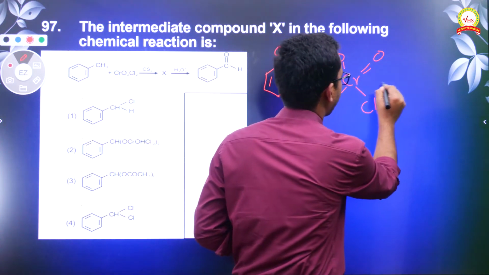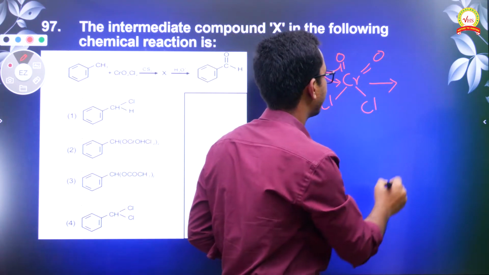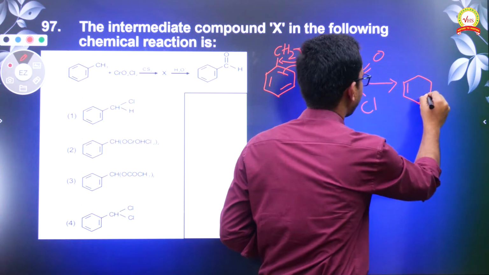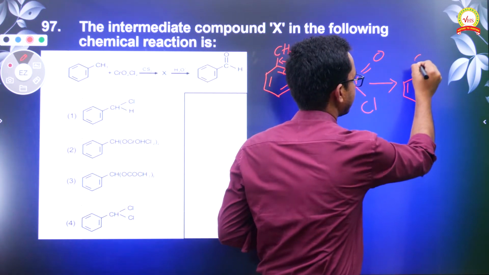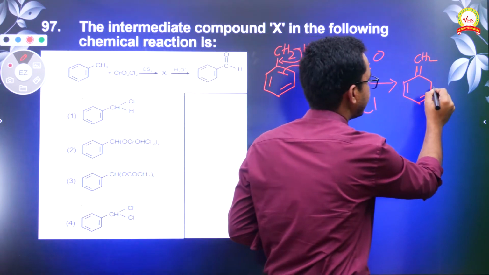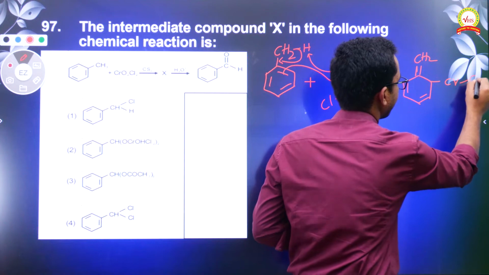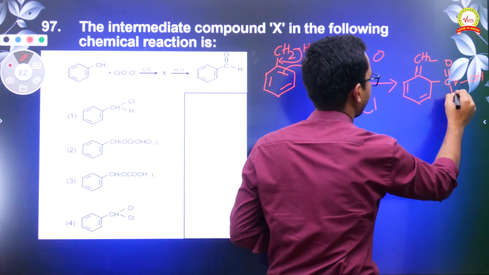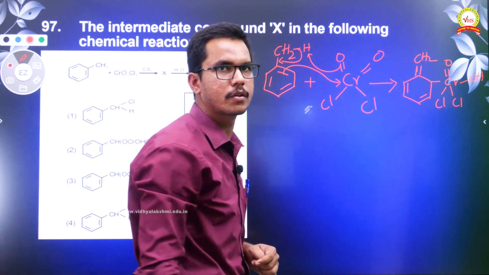Now let me take the respective compound which is going to be formed. Take the benzene ring. A new double bond is formed between carbon and CH2, and a new bond has been formed between the carbon of benzene and chromium. This is chromium. One OH group has been formed, we have double bond O, and we have two chlorine groups.